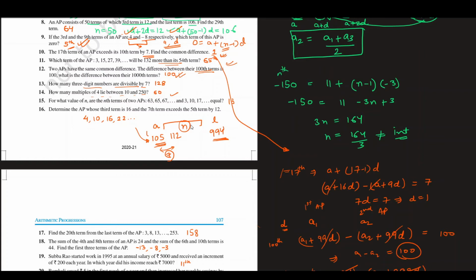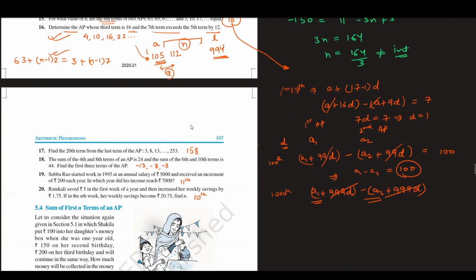For what value of n is the nth term equal? Okay, you have to just solve these two equations: 63 plus (n minus 1) into d, which is 2, is equal to 3 plus (n minus 1) into d, which is 7. Just solve this equation for n and we will be getting 13 as the answer. Determine the AP whose third term is 16 and 7th term is... okay, it is similar, just solve these two equations.